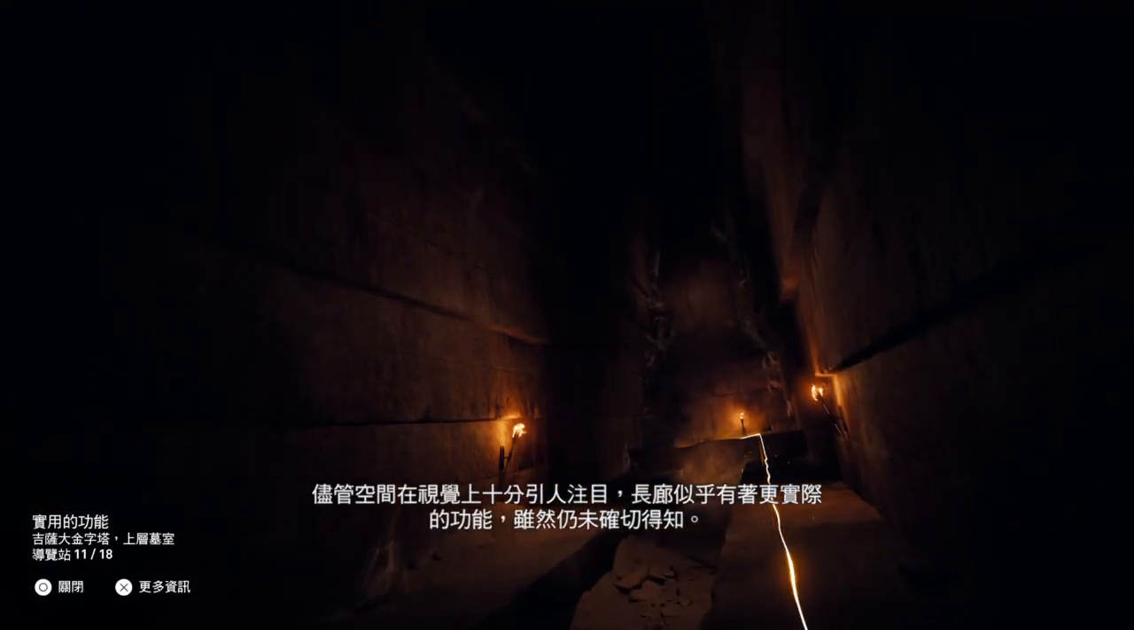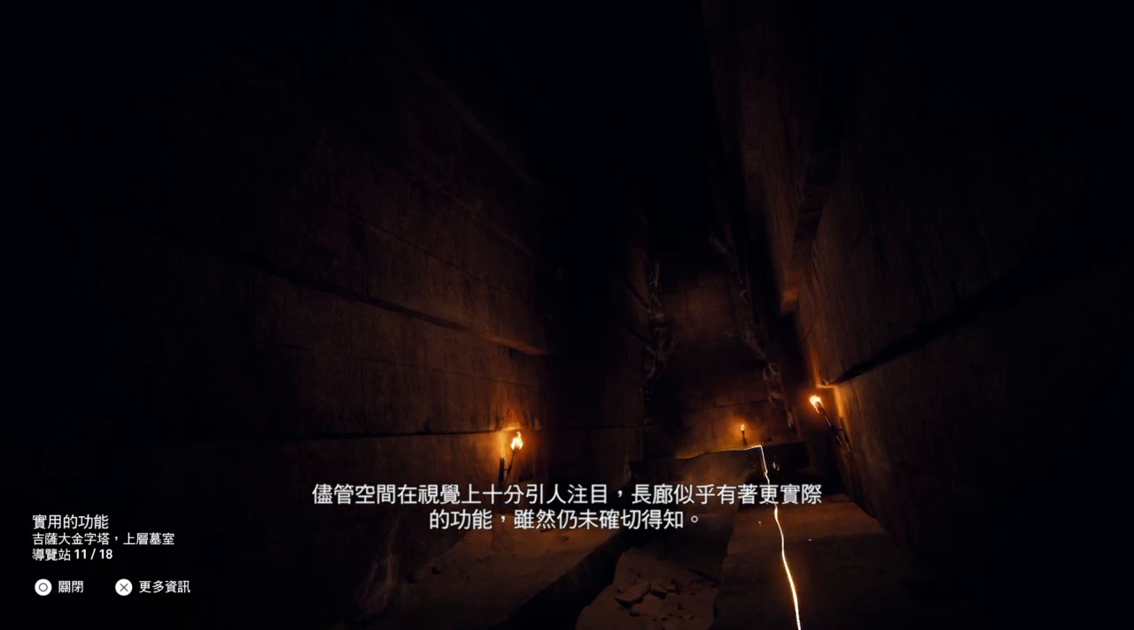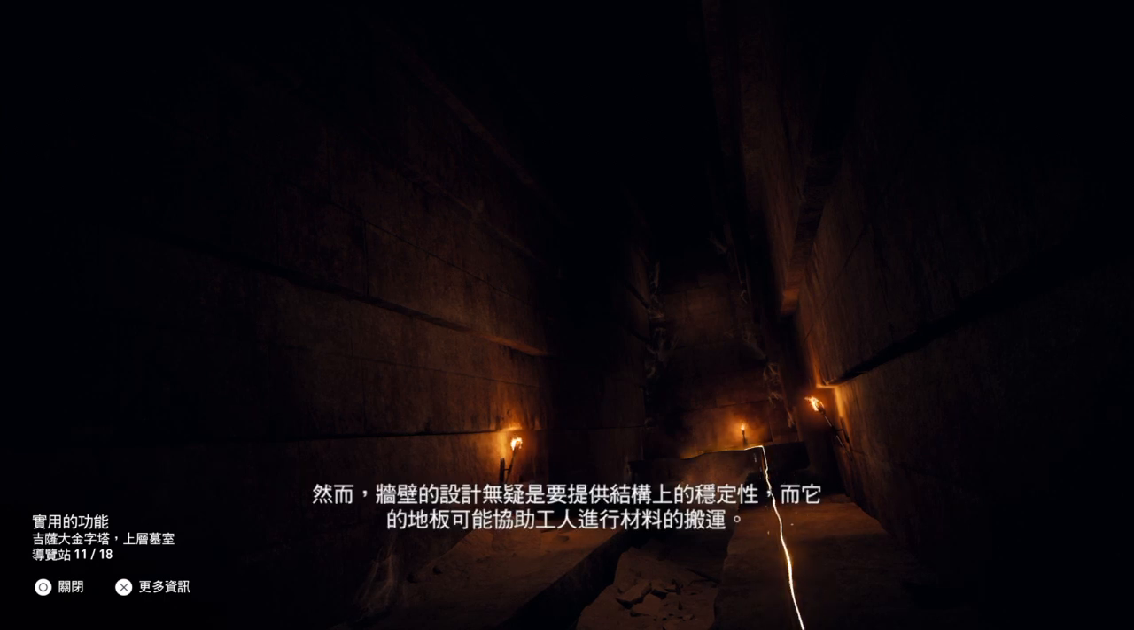While the space is visually dramatic, the gallery seemed to serve a practical function, though what exactly remains uncertain. Still, the wall design was undoubtedly meant to contribute to the stability of the structure, and its floor may have helped workers move the materials.